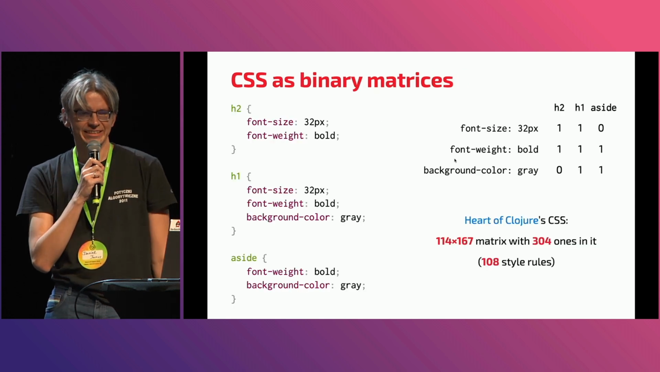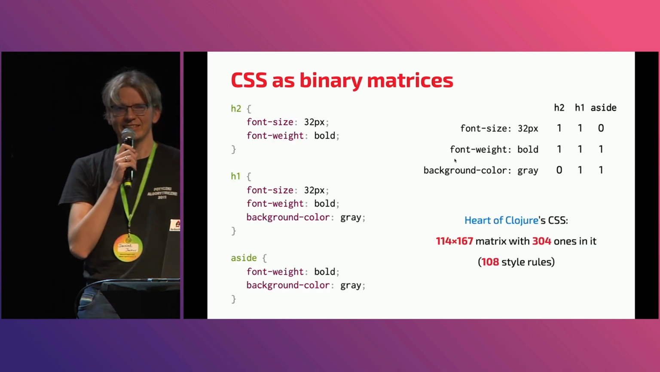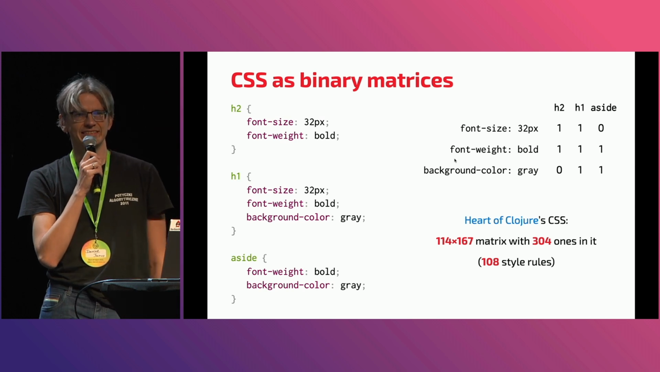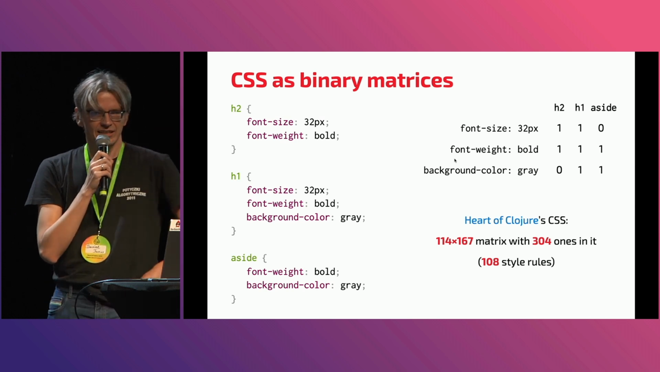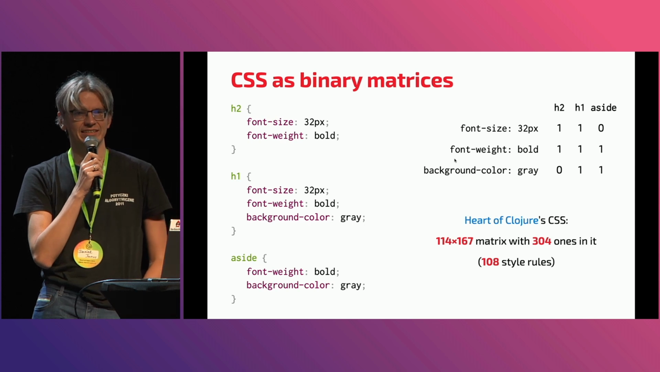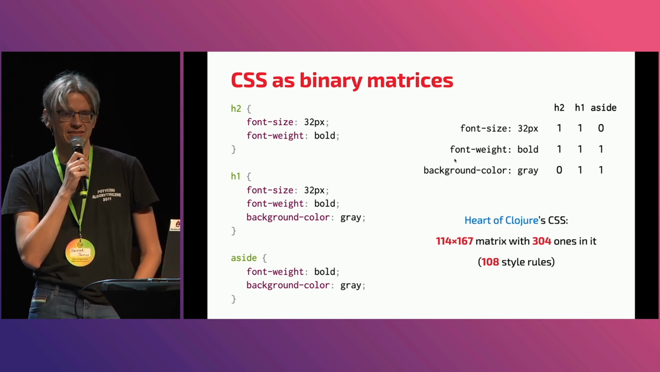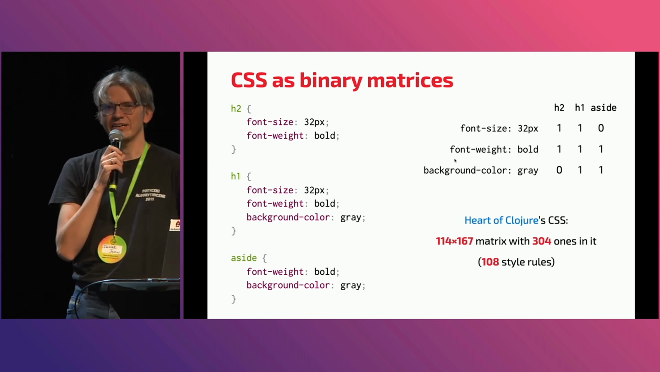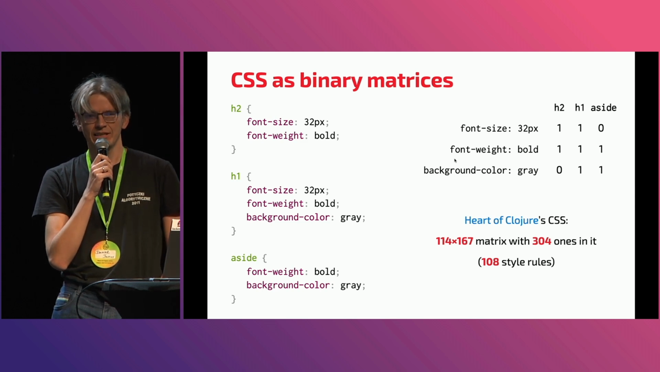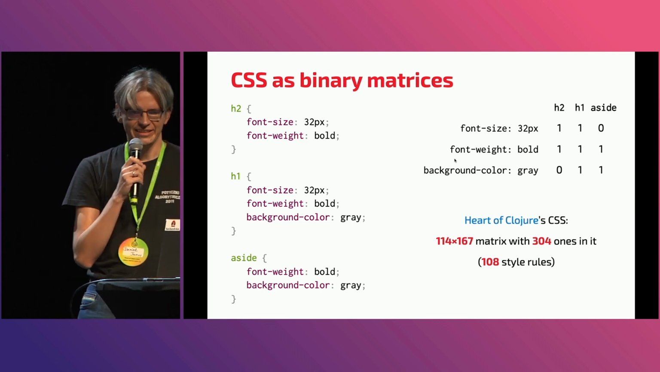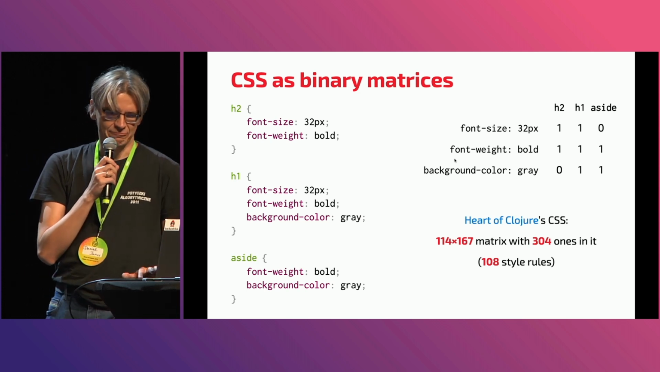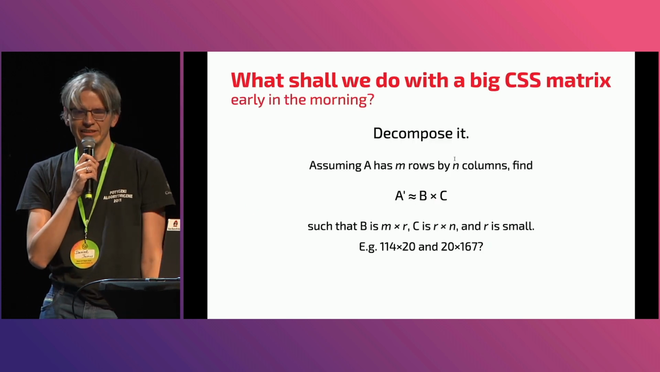So how do we do it? First step, take your CSS and parse it and deduplicate all the CSS declarations and selectors that you have, and construct a matrix that has 1 whenever there's some rule that binds a selector with a declaration. So you have a binary matrix with 1s and 0s.